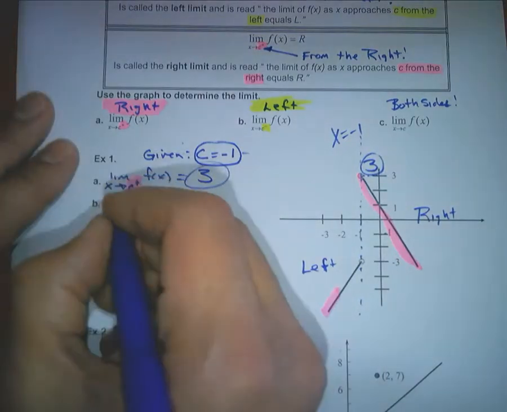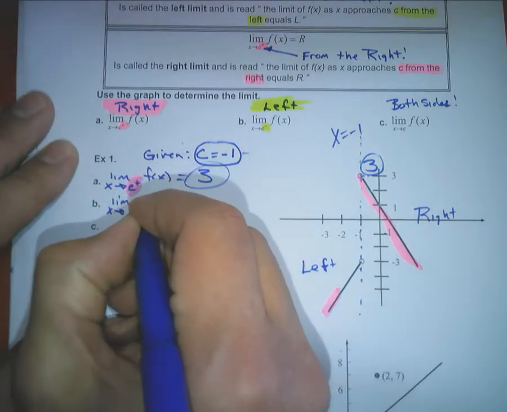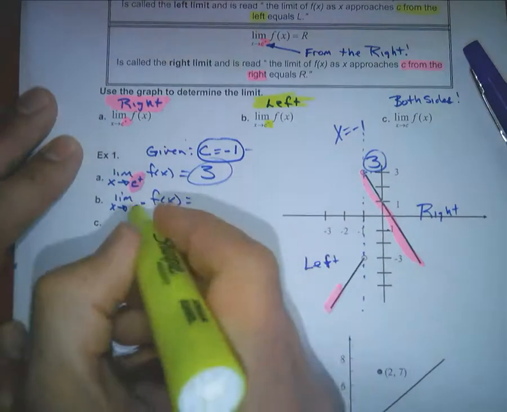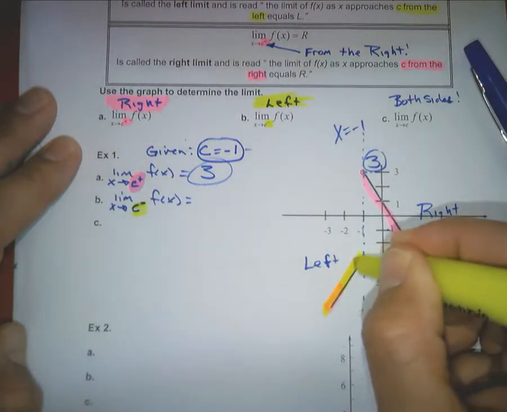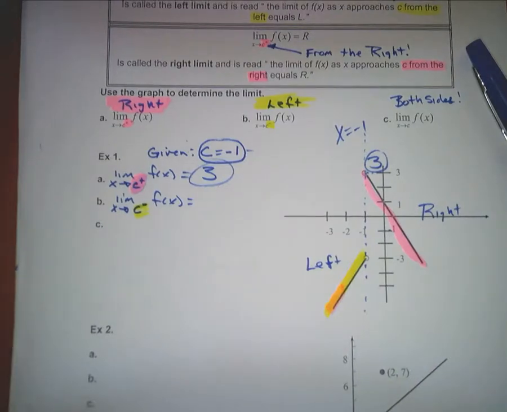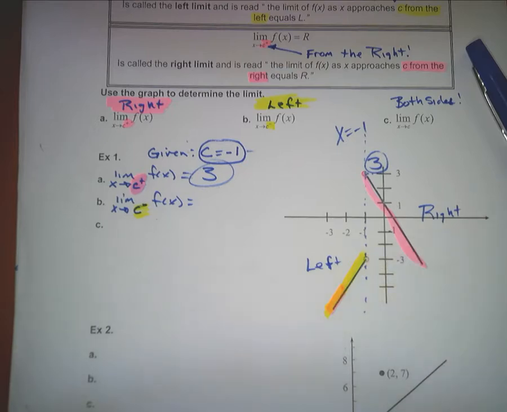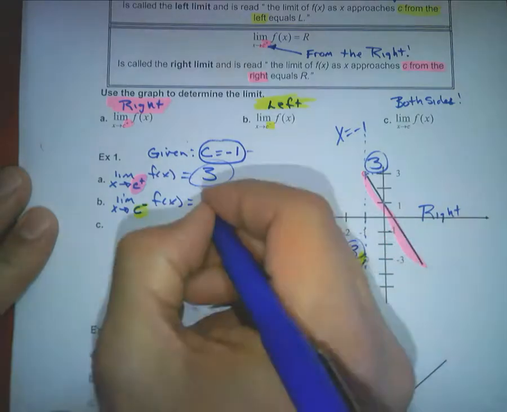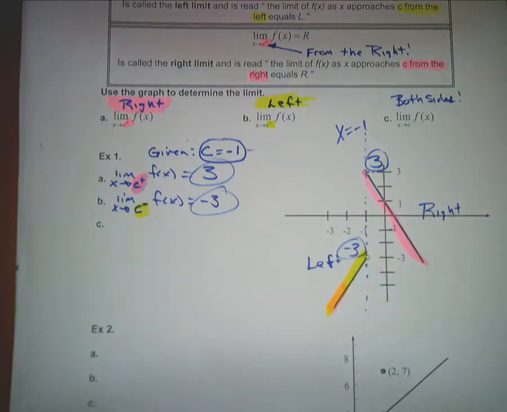Okay? And now I want to do the limit as x approaches c from the left of this function. Okay, so I've got a little negative there. So follow your graph from the left-hand side. And as I'm getting closer and closer to -1, what's the y value stopping at? -3 right here. Okay. So we say the right limit is 3 and the left limit is -3.